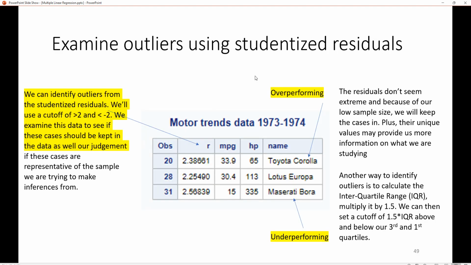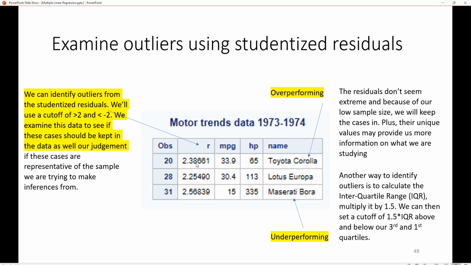If we examine outliers, we can do it with studentized residuals. We can identify outliers from the studentized residuals. We'll use a cutoff of greater than 2 and less than -2. We examine this data to see if these cases should be kept in the data, as well as our own judgment. The residuals don't seem extreme, and because of our low sample size we will keep in the cases, plus unique values may provide us more information on what we are studying.